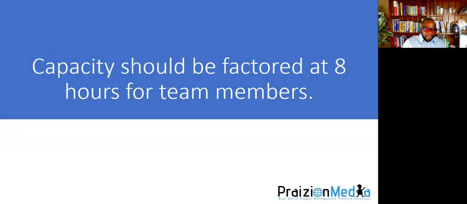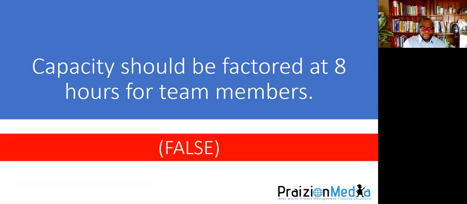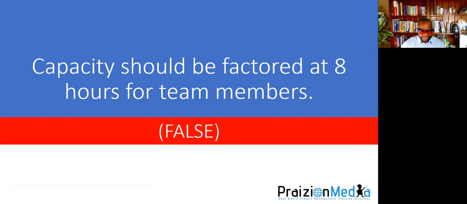Next question. Capacity should be factored at 8 hours for team members. True or false? 3, 2, 1. The answer to this is false. When you're factoring in capacity, that needs to be less than your typical hours of 8 per day. Instead, deduct 2 hours, base your estimate on 6, and then continue deducting accordingly. But 8 is not an ideal number to begin with.